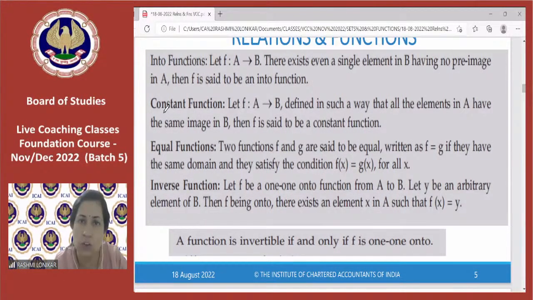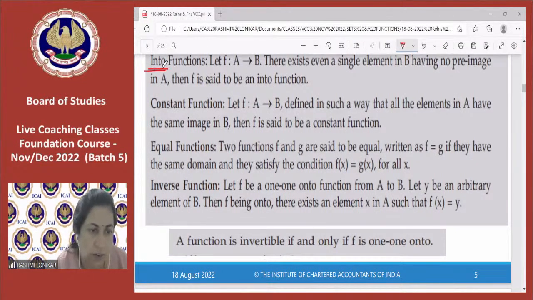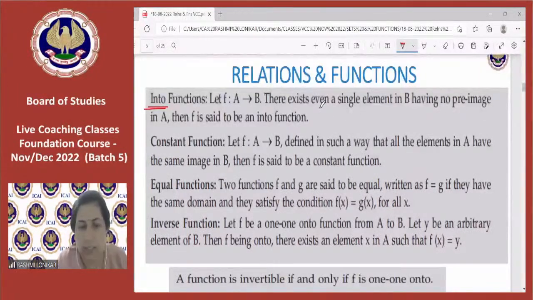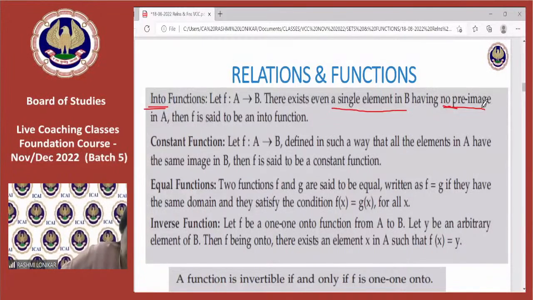What did we say in onto function? In onto function, we said that every element in B has a pre-image in A. What happens if it is not so? What happens if I have at least one element in B which does not have a pre-image in A? Then we say that it is an into function. When do we say that it is an into function? If there exists even a single element in B having no pre-image in A, then we say it is an into function.